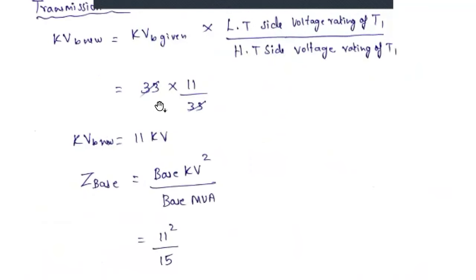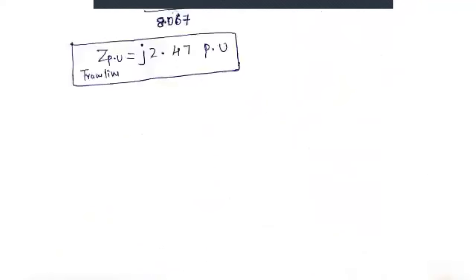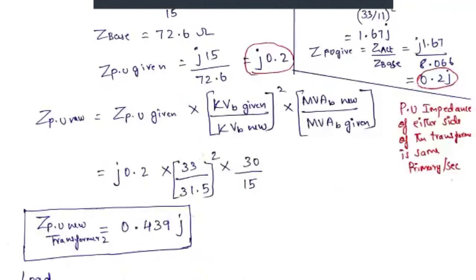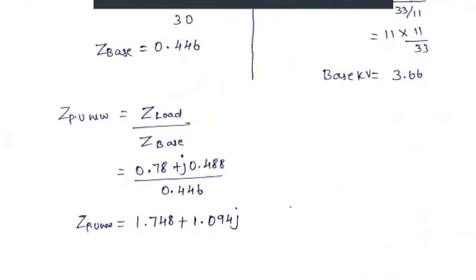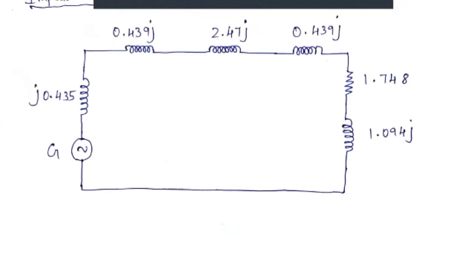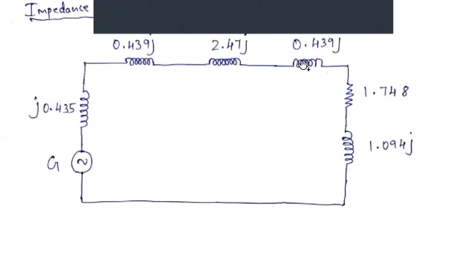Next, for the transmission line, Z per unit is 2.7 j per unit. Next, for transformer 2, we also calculated 0.439 j. For the load we calculated 1.748 plus 1.094 j, that is the resistance plus the reactance part. Now we are drawing with the generator, j into 0.435, and for transformer 1, 0.439 j. Next, for the transmission line, 2.7 j.